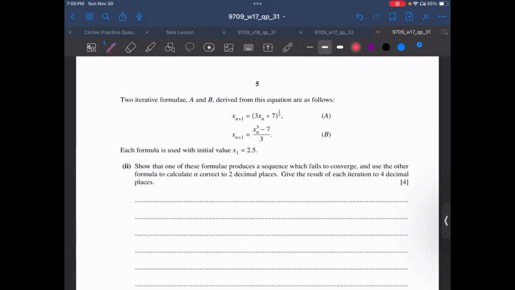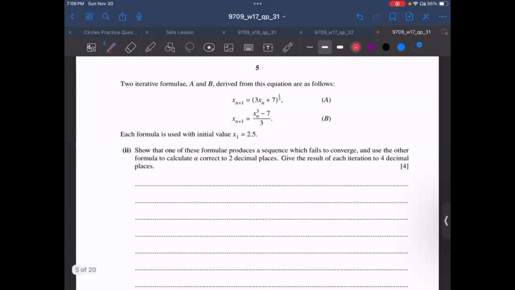In part 2, it says that there are two iterative formulas A and B derived from this equation. Each formula is used with the initial value x1 equals 2.5. We have to show that one of these formulas produces a sequence which fails to converge, and then use the other formula to calculate alpha correct to two decimal places. Give the result of each iteration to four decimal places.